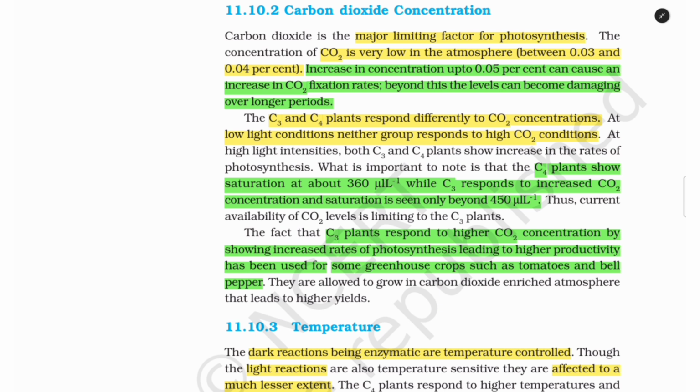The fact that C3 plants respond to higher CO2 concentration by showing increased rates of photosynthesis leading to higher productivity has been used for some greenhouse crops such as tomatoes and bell pepper. They are allowed to grow in carbon dioxide enriched atmosphere that leads to higher yield.